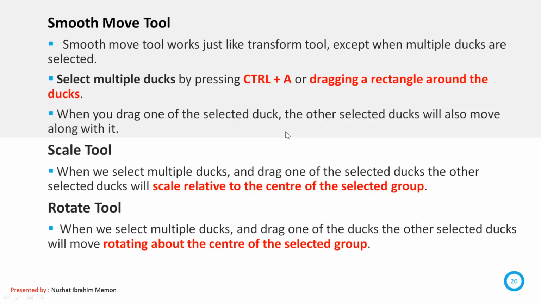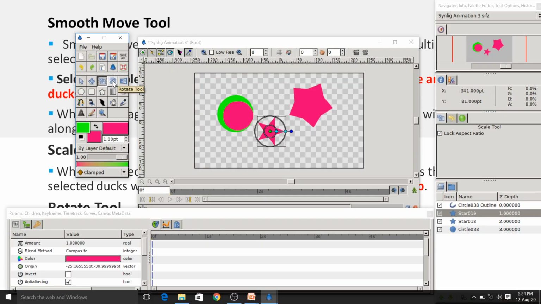Now we will see the rotate tool. When we select multiple ducks and drag one of the ducks, the other selected ducks will move, rotating about the center of the selected ducks. Right now I am selecting this rotate tool, so it will scale and rotate. I hope it is clear to you now.